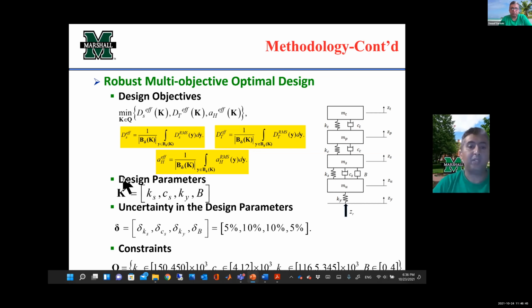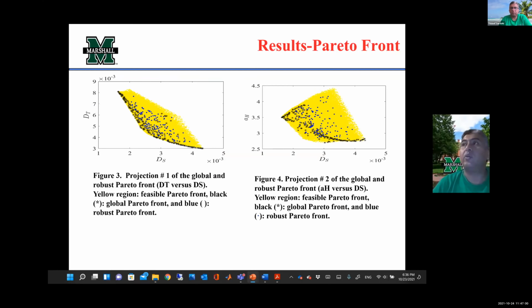We formulate the design objective, design parameters, the uncertainties, and also we define the constraints, and then we solve the problem by using the non-dominating sorting genetic algorithm, which is one of the popular algorithms. We solve it, and when we solve it, we actually do two things. We compare how the global solution looks without considering the variation, which in our case is these black stars. They represent the global solution without considering the variation. And then the robust solution, considering the variation in the design parameters, is these blue dots here. The yellow region represents the feasible solution.